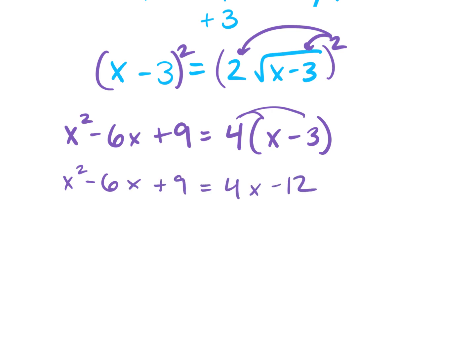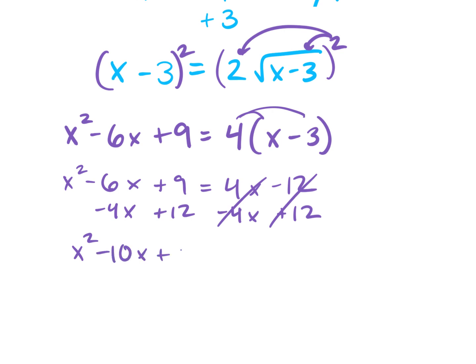What would we do next? Move everything to one side. Since we have an x squared and an x, we know that we have to factor. So we're going to move everything to one side to make it equal to 0. So subtract 4x and add 12. X squared minus 10x plus 21 is equal to 0.